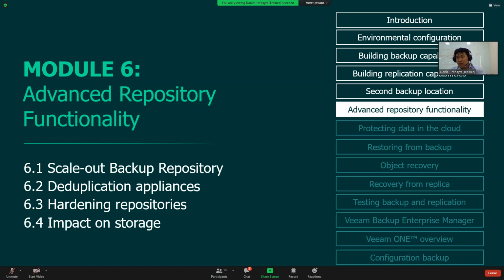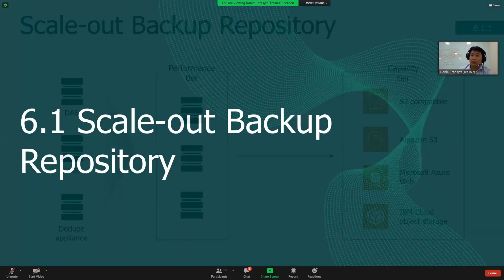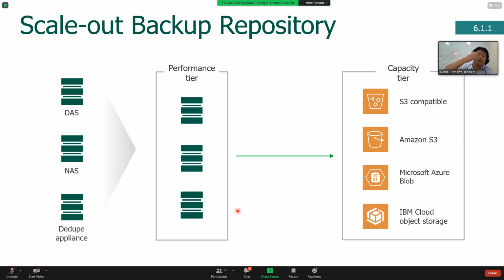Okay, so first thing we look into the scale-out backup repository, and later we also cover the DDoS appliances, the hardened repository, which is new in V11, and lastly the file system for your repository. So let's see here, first thing, scale-out backup repository, for short we call it SOBR, and in Veeam sometimes they call it SOBR. So with this SOBR, we can have at least one performance tier repository available.